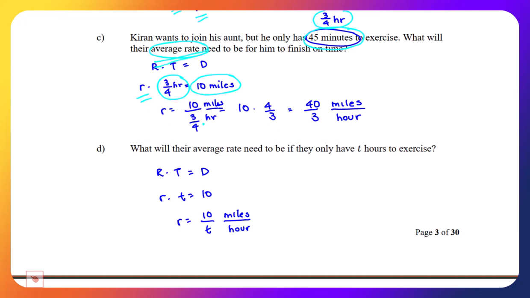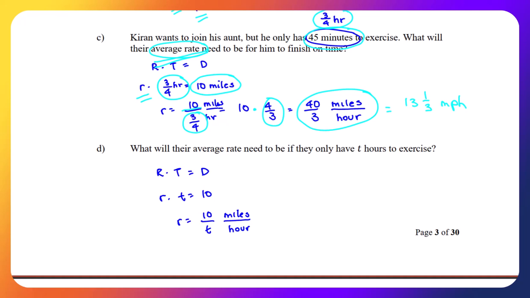And so we divide both sides by 3/4. Well, dividing by 3/4 is the same thing as multiplying by 4/3. And we get 40 over 3 miles per hour. You can divide that out if you want to. That's 13 1/3 miles per hour.